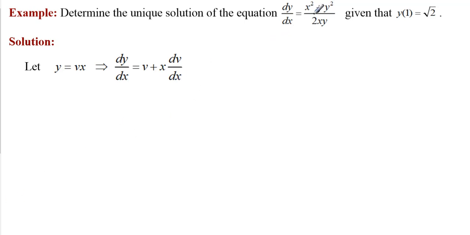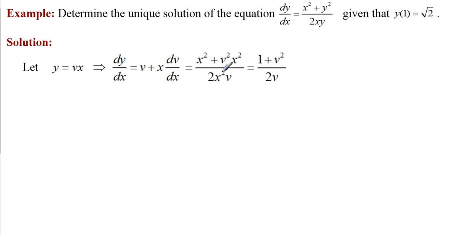Now, on the right-hand side of the equation, we've got to substitute y by what we have declared it to be, which is vx. Doing the substitution and simplifying, as you can see that x is a common factor in numerator and denominator, we get 1 plus v squared over 2v. Now focusing on this expression and this extreme right-hand side, we get an equation of this nature. If you look carefully at this equation, you see that this equation is of separable variables.